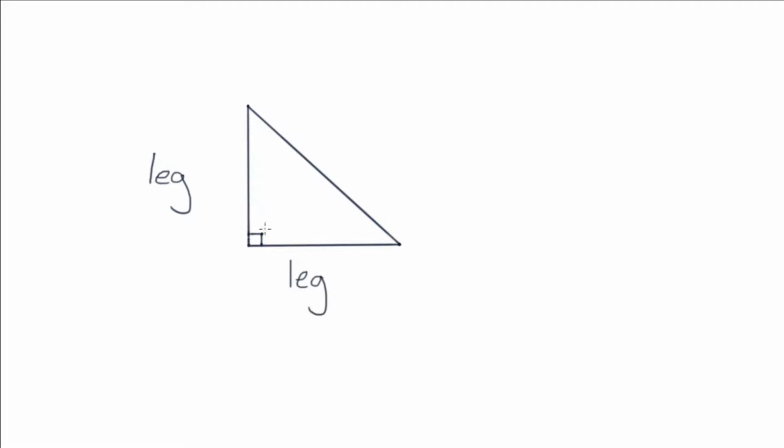Remember that a right angle is 90 degrees and is often labeled like this. The third side of the triangle is called the hypotenuse. You can identify the hypotenuse because it is the only side of the right triangle that doesn't form the right angle. It forms one angle here and one angle here, but these angles are not 90 degrees. You can also identify the hypotenuse because it is the side opposite the right angle.